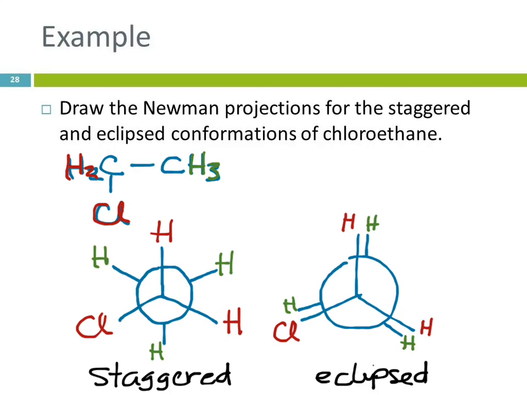So on my model here, this would be, you guys looking at this, would be the eclipsed one. And staggered, if we rotate that bond a little bit, now we have the staggered one. Does that make sense?